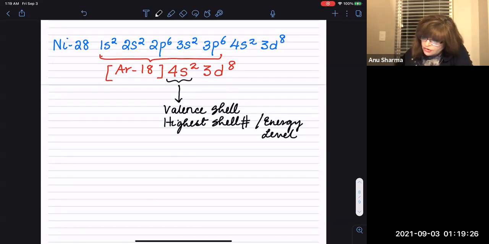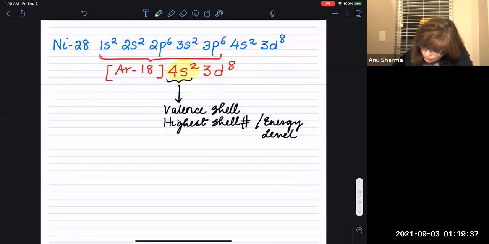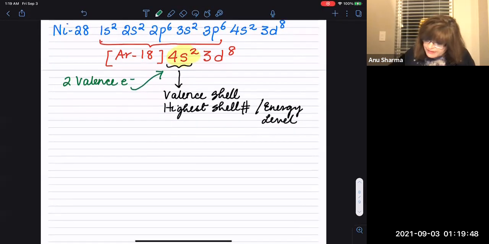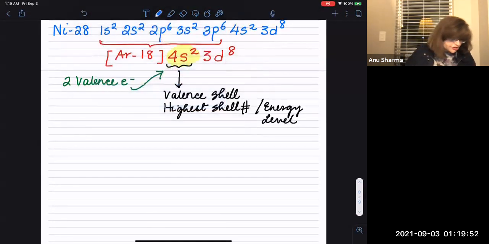Okay, so what is the valence of nickel? It's 2. The valence electrons are 2. So 2 valence electrons. All right, so that's one piece. Next, let's look at another one.